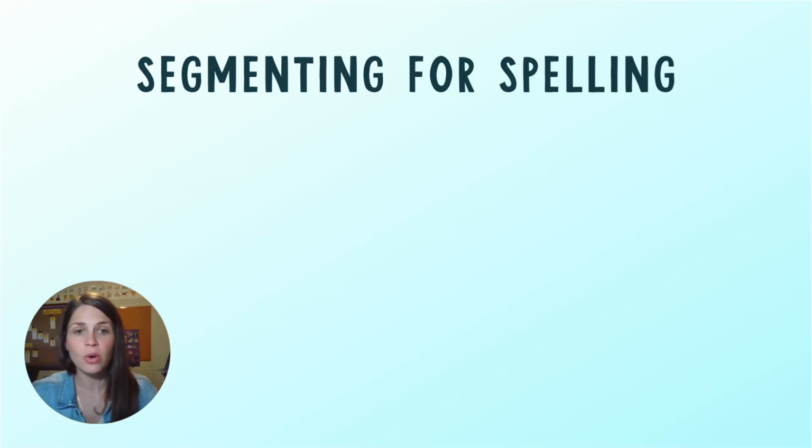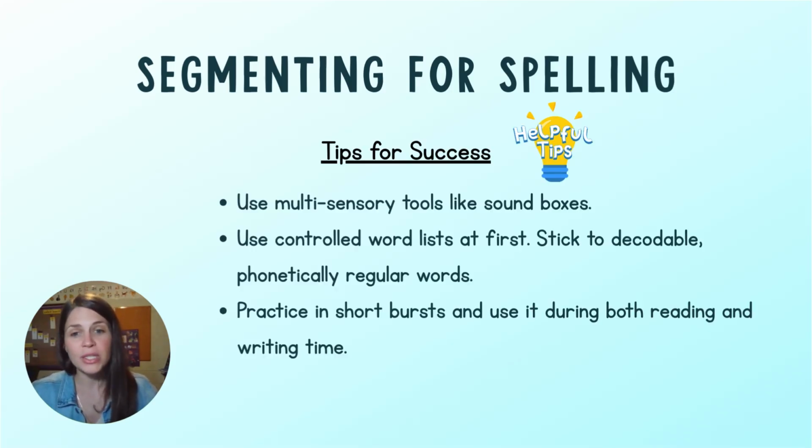Now, quickly, let's go over some tips for success. For kids who need scaffolds, you can use multisensory tools like sound boxes. These are awesome, right? If they can't necessarily count the sounds, you can tell them how many sounds there are. And that's when they can go ahead and use the sound boxes to match the sounds to the spellings. You also want to make sure as you're introducing new phonics concepts that you use controlled word lists, right? At first, you want to stick to these decodable, phonetically regular words where kids are explicitly matching the sounds that they hear to the letters that represent those sounds.